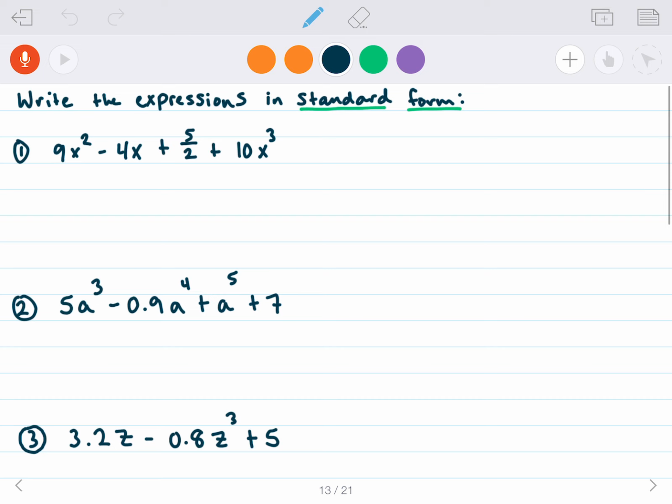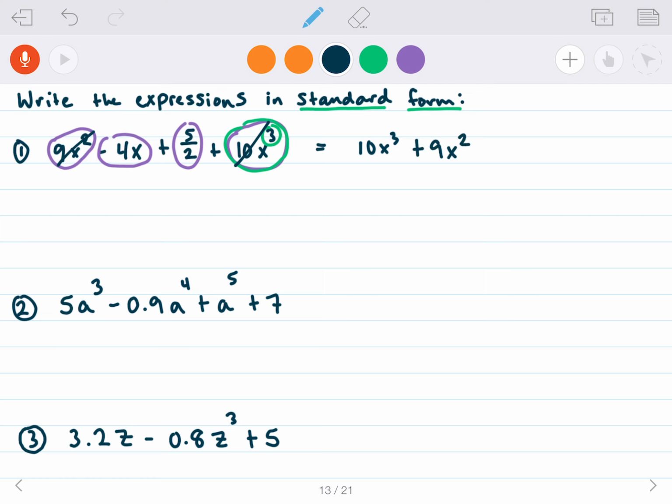Okay, so the first one, let's first circle our terms. So we have this guy is all multiplied, this guy is all multiplied, this guy, and this guy. All right, so I have 4 terms here. And the term with the highest exponent is this guy. This guy has a 3 in the exponent. Okay, that's the highest exponent, so he comes first. So we have 10x cubed, followed by the second highest exponent, which is 9x squared. So it's a positive 9x squared.